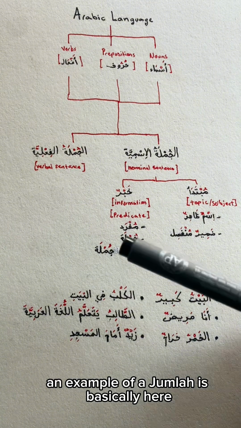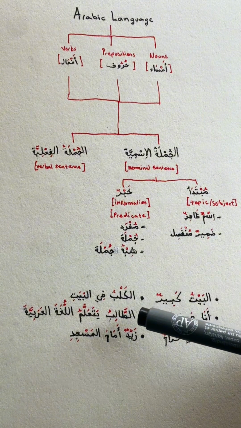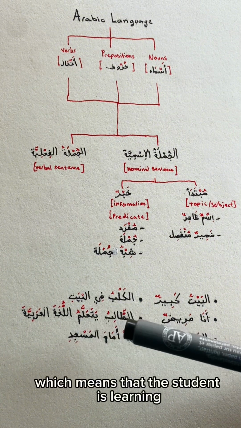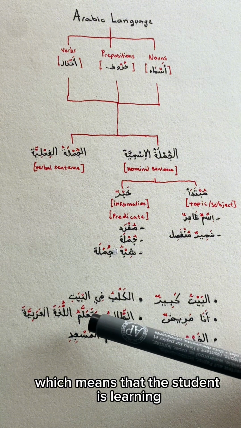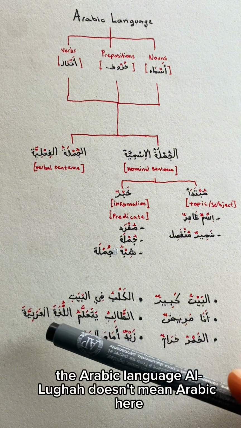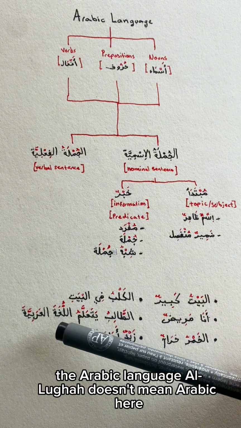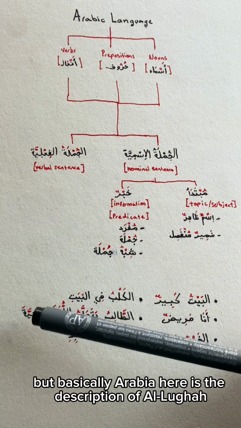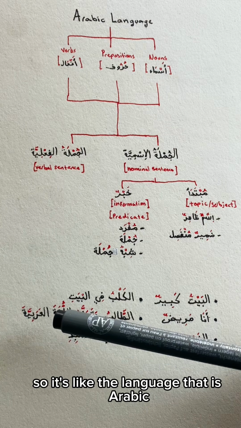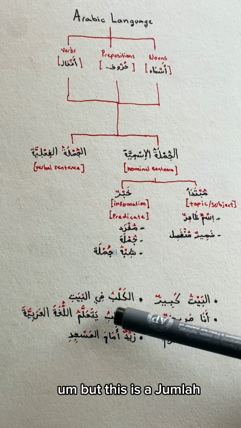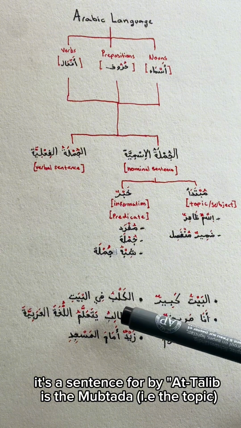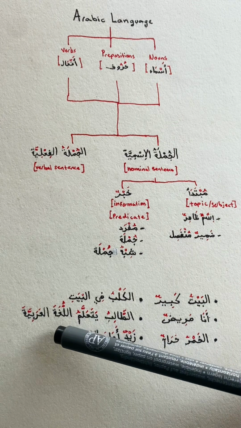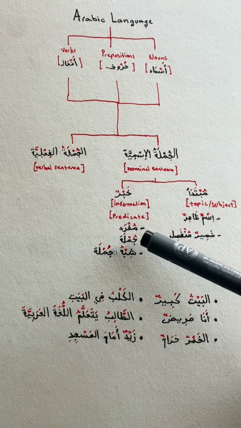An example of a jumla is basically here: الطالب يتعلم اللغة العربية, which means the student is learning the Arabic language. Al-lugha doesn't mean Arabic here. Al-lugha means language, and al-Arabiya is Arabic, but basically Arabiya here is the description of al-lugha, so it's like the language that is Arabic. But this is a jumla, a sentence, whereby al-talib is the mubtada, an ism zahir, and yata'allamu al-lughat al-Arabiya is a sentence, a jumla.